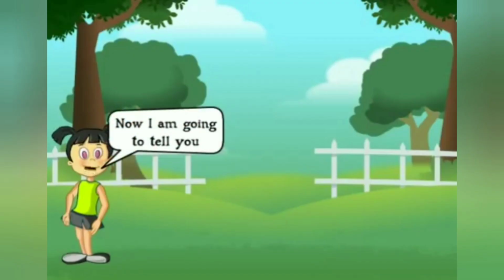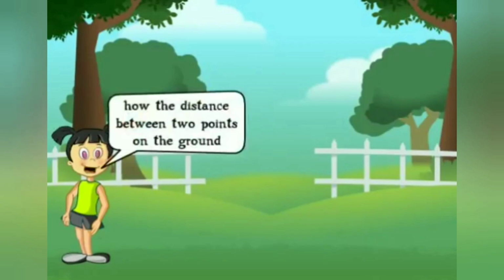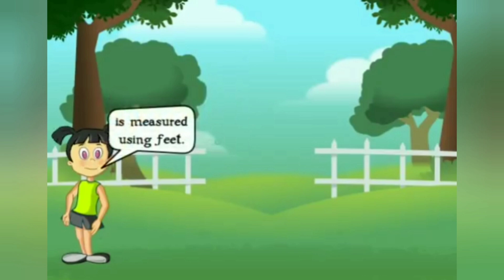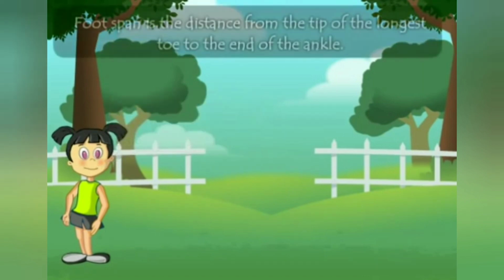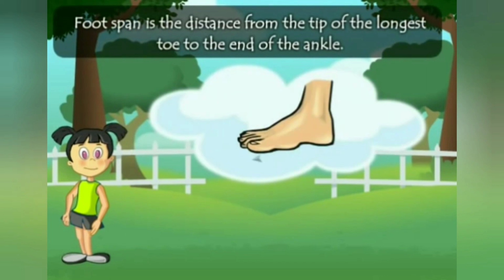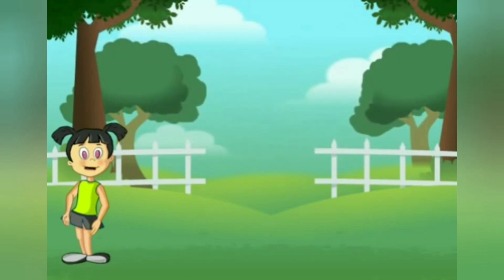Now I am going to tell you how the distance between 2 points on the ground is measured using feet. One way of expressing such distances is foot span. Foot span is the distance from the tip of the longest toe to the end of the ankle. Let us measure the distance between these 2 points that are marked on the ground.